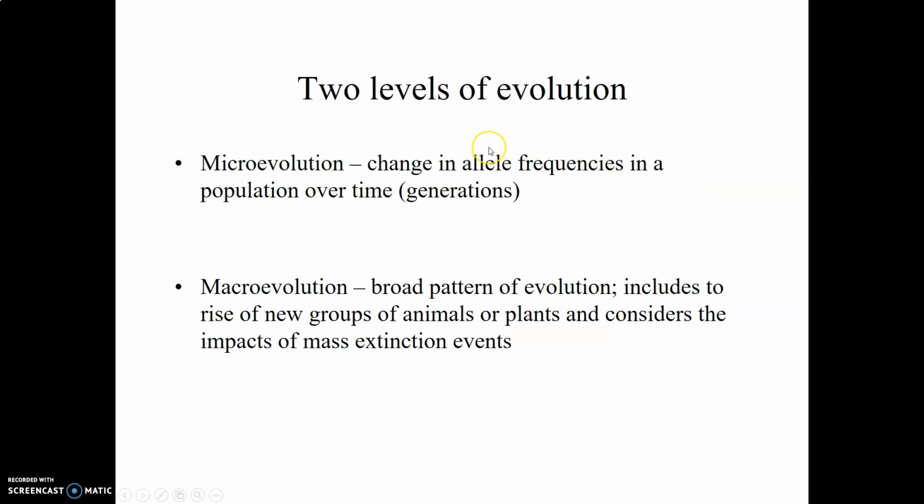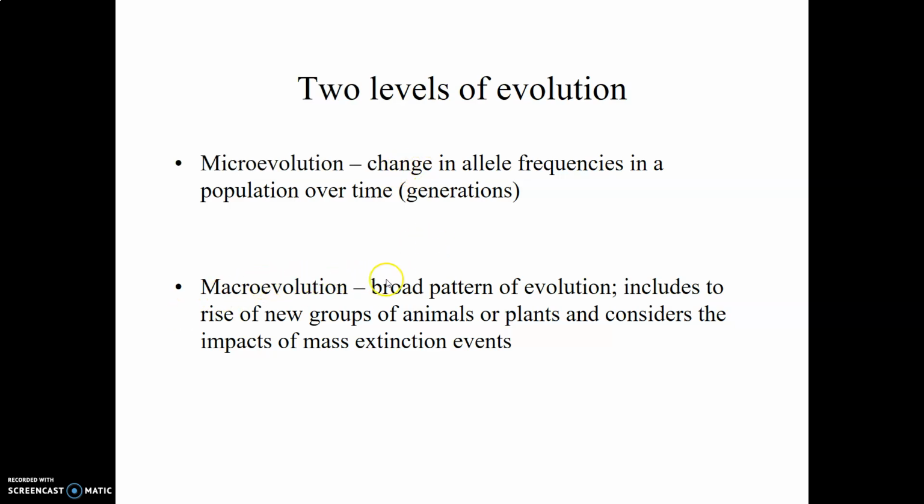Okay, chapter 22, part 2. Now we can look at evolution at two levels. We can look at evolution in the microevolution sense, which is literally the change in allele frequencies in a population over time, from generation to generation. So this would be how an individual population itself tends to change in response to a changing environment.